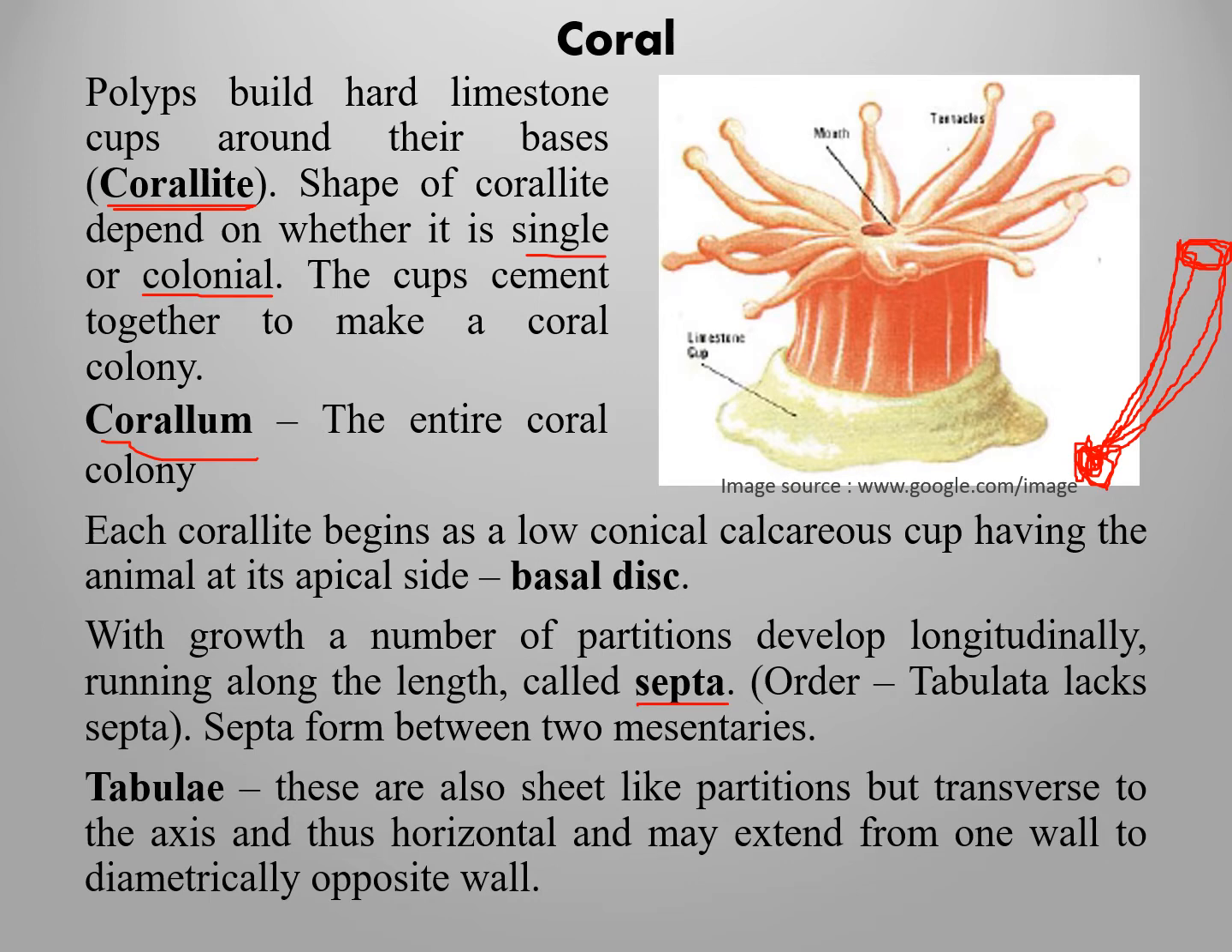Apart from the septa, there are also some horizontal partitions, that is, perpendicular to the length of the coralite. They are known as tabulae.